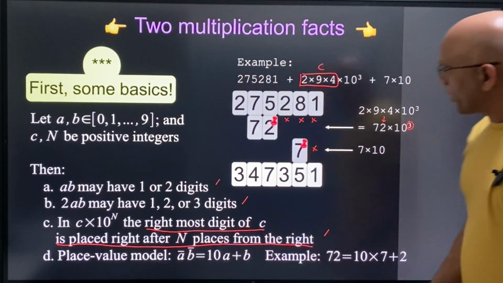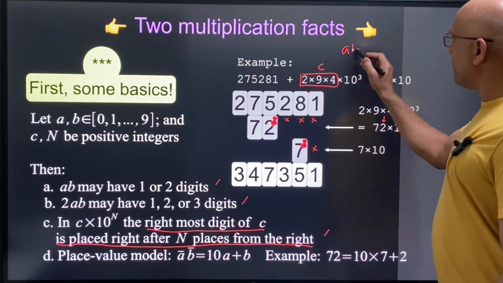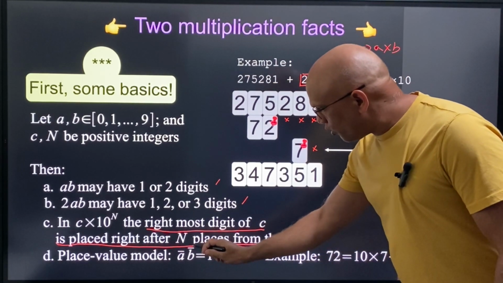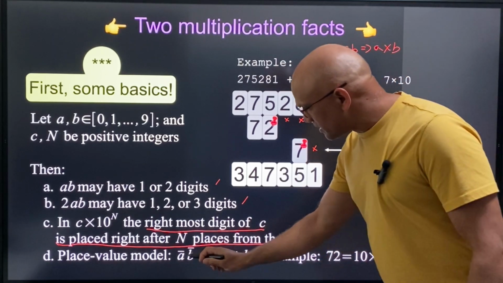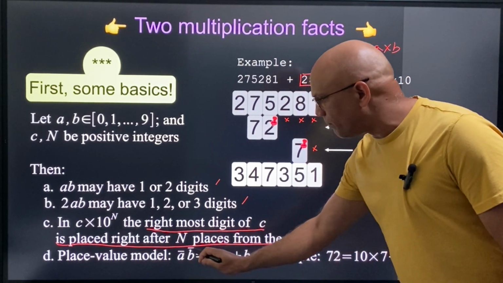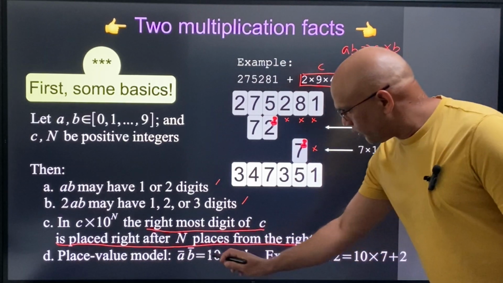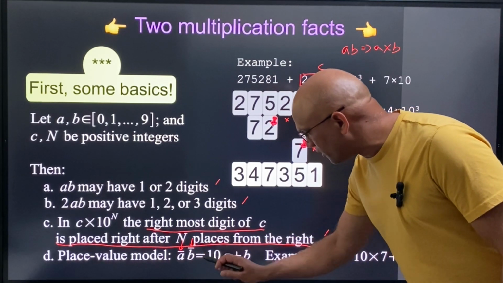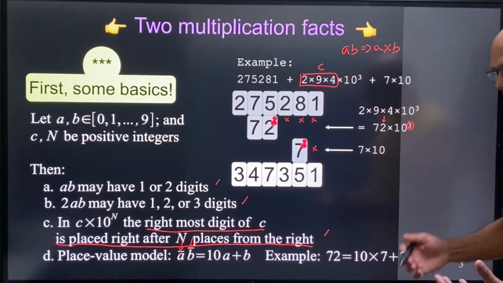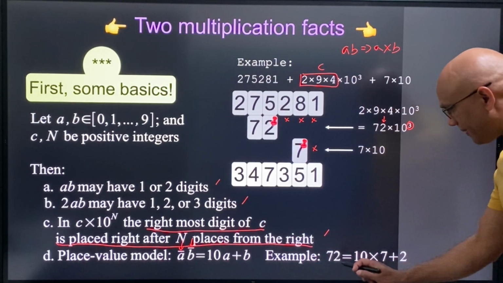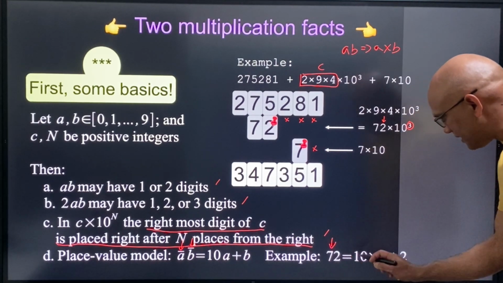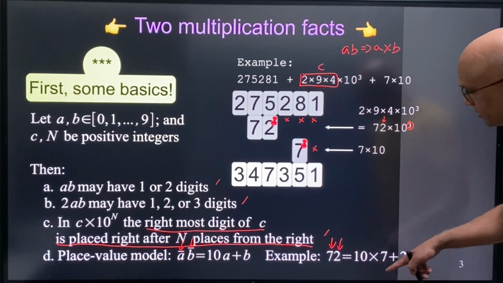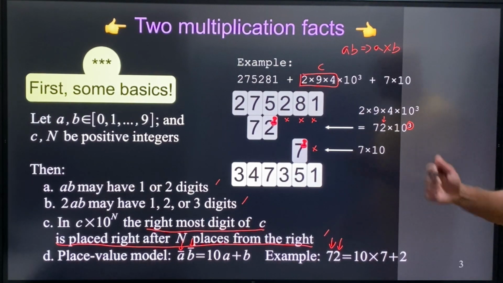And then the place value model. In algebra, typically when I write a b, it implies a times b. However, I use the over bar to represent digits. So this means not a times b. This means a bar is in the tens place, so this is 10 times a. B bar is in the units place, so it's just b. Just as an example, 72 means 7 is in the tens place, so that is 10 times 7, and then 2 is in the units place, so plus 2, right? So 72, in terms of the place value model, this is how we write. So this is something to keep in mind.